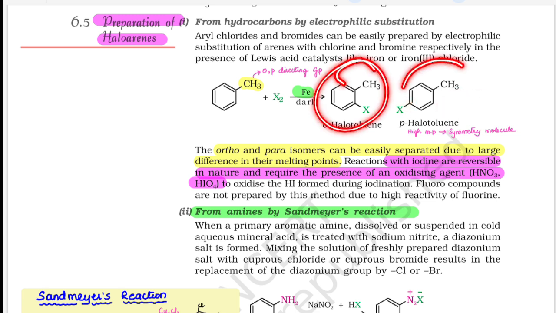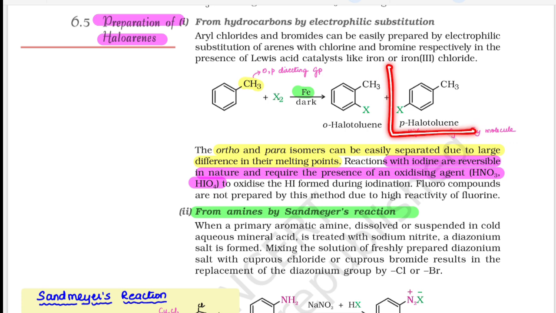So these ortho and para products can be separated easily because they have a huge difference in their melting points. The melting point of the para product will be high when compared to that of the ortho product. The reason is that it is a symmetric molecule. Since it is symmetric, it fits well in the crystal lattice. That is why the para product has a high melting point.